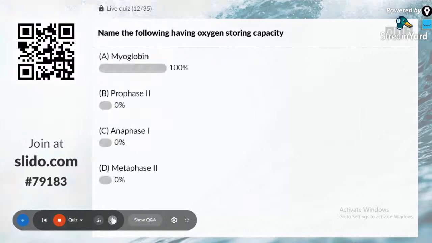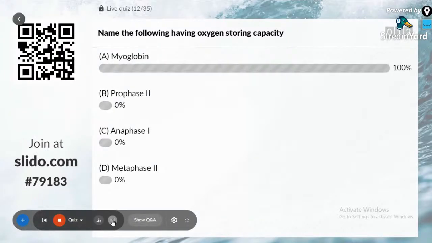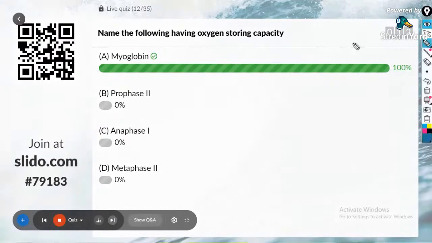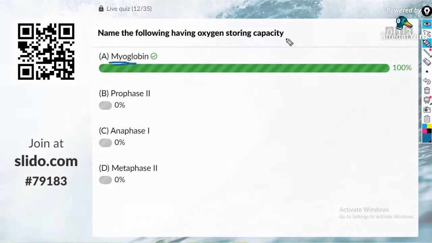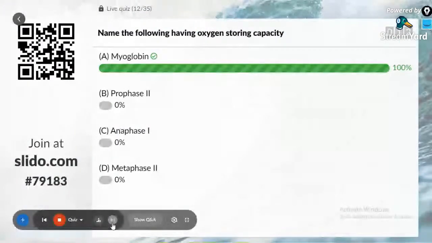Silly option. Yes, perfect. It is myoglobin. You have to just remember this, okay? Myoglobin has the capacity to store oxygen. Because when it comes for your entrance, you won't get this type of option. You will get certain confusing options, and at that time, I want you to write it. 13th one on the screen.